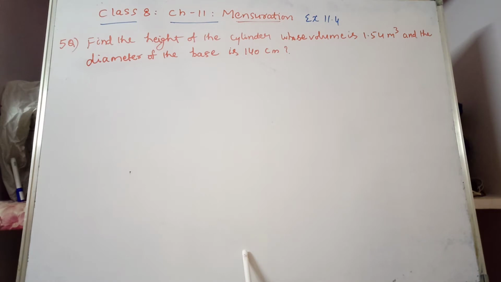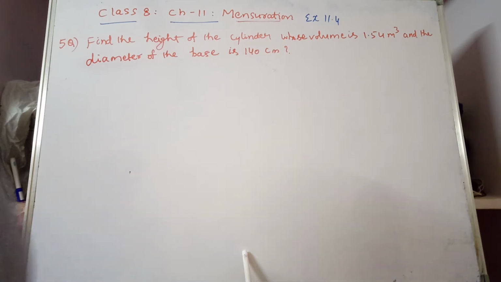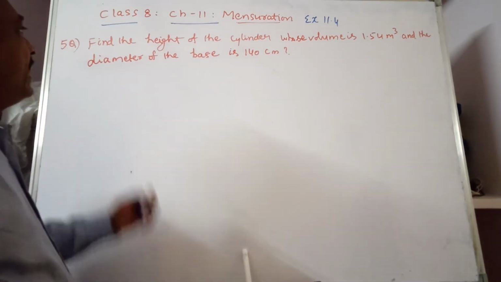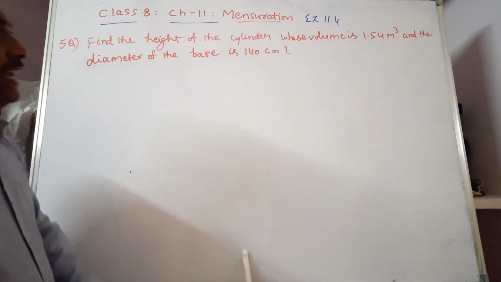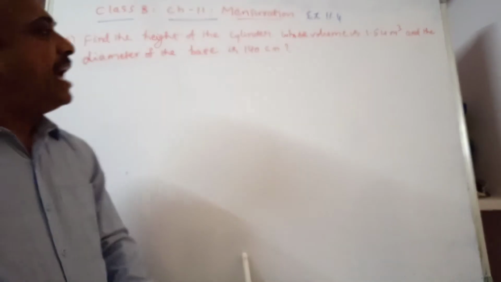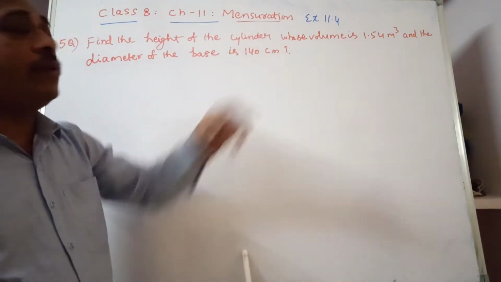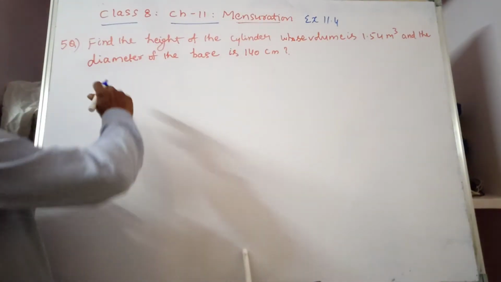Now see question number 5. We are seeing, find the height of the cylinder whose volume is 1.54 meter cube and the diameter of the base is 140 centimeter. See, volume is in meter cube and the base diameter is 140 centimeters. We have to find out the height.